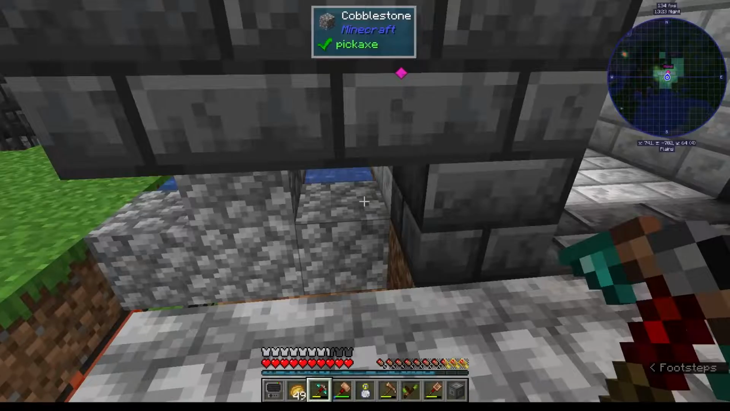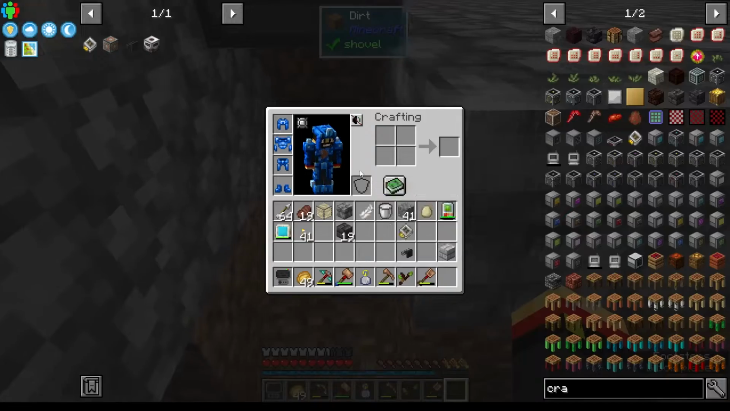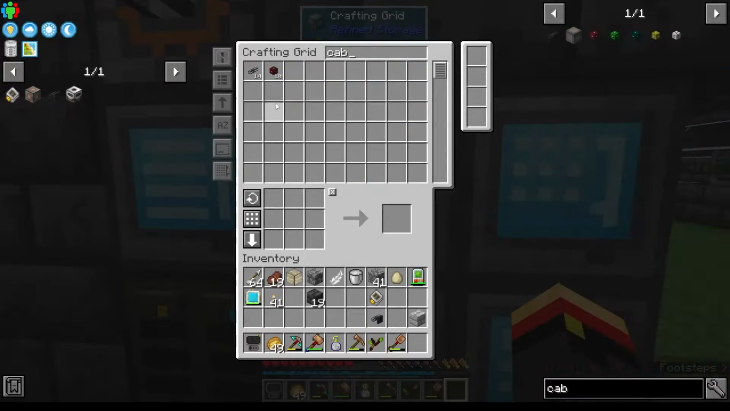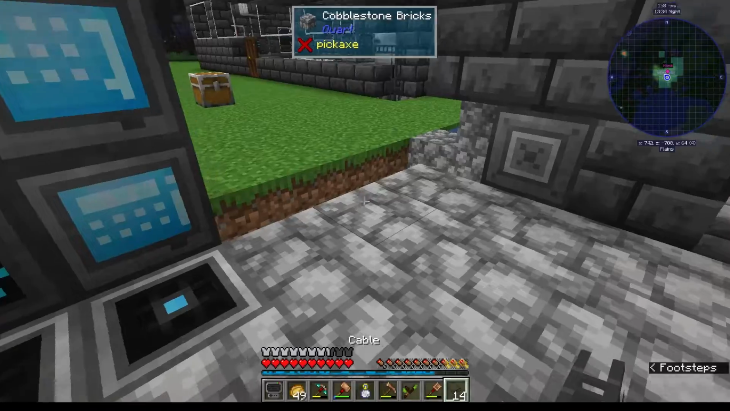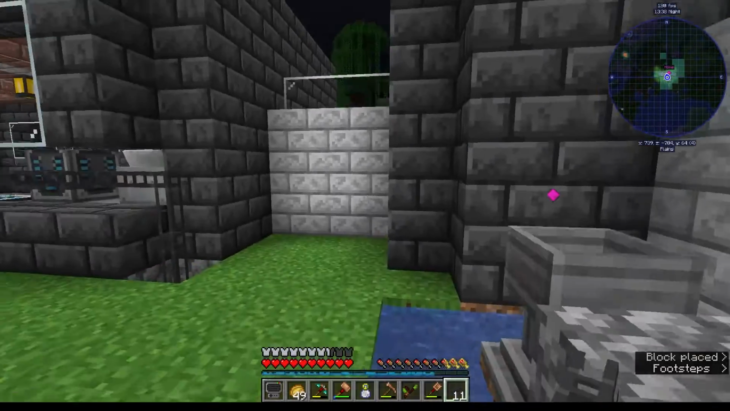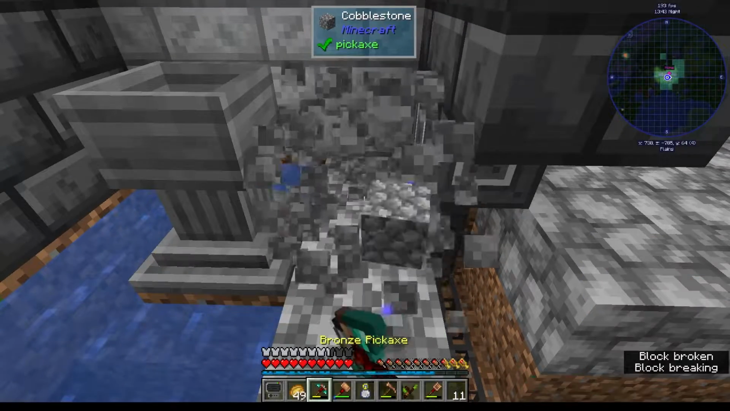So we're going to have our interface be right here. Then I need some cable. Let's get that. 14 I think ought to be enough to at least connect this guy. There we go. We now have an interface there. All right, let's break this.